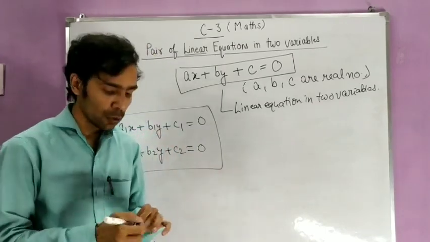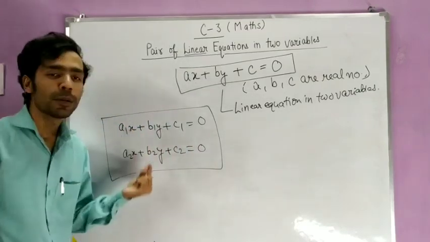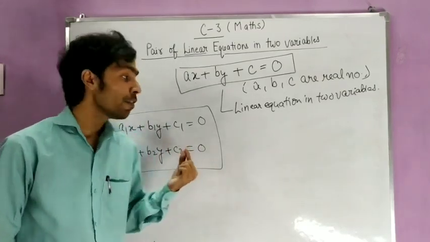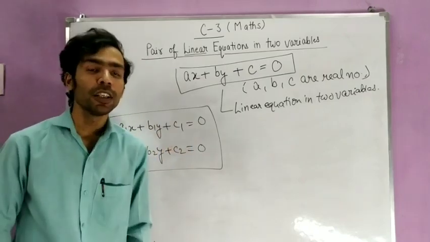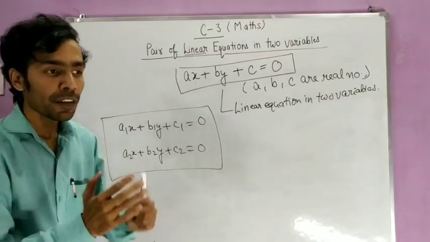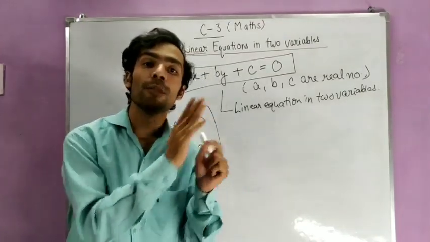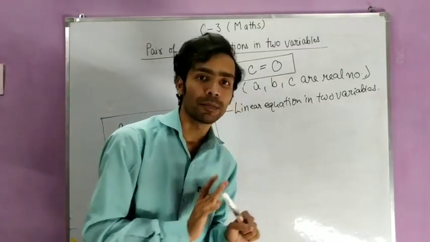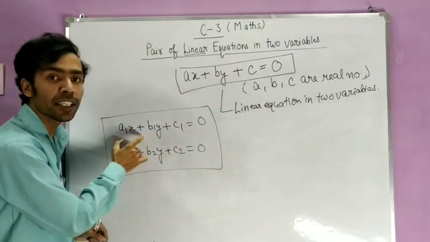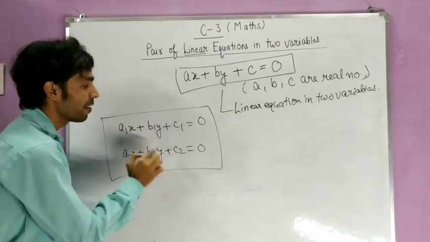Okay? Now most of the students will ask, sir, why have we used the same variable? Why have we used the same variable in both the equations? So the reason is that we have to write a pair. So whenever you have to write a pair of equations, the variable part of both equations should be the same. In the first equation I have written x and y. So in the second equation also I will write x and y.